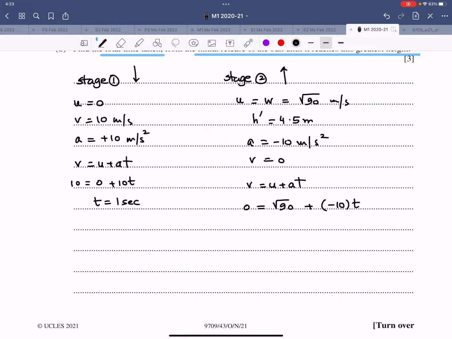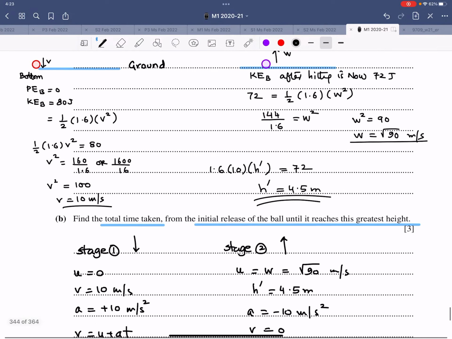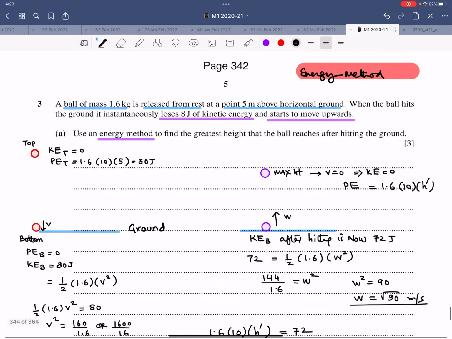So what is square root of 90? Let me just flip my calculator, and 90 and square root, that is 9.486. So therefore t comes out to be 0.9486 seconds. Therefore the total time for the journey is 1.9486 seconds. And since we are working in 3 significant figures, leave the answer as it is. So that was a nice question about energy method and kinematics and gravity and so on.